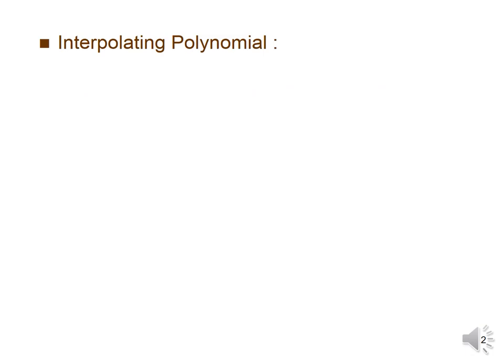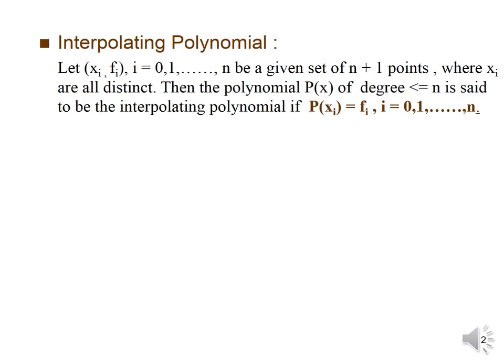Now interpolating polynomial. Let (xi, fi), i takes values 0, 1 up to n, be a given set of n plus 1 points. 0, 1, 2, 3 and so on up to n means n plus 1 points, where the xi are all distinct. Then the polynomial p(x) of degree less than or equal to n is said to be an interpolating polynomial if p(xi) is equal to fi, i takes values 0, 1 up to n.